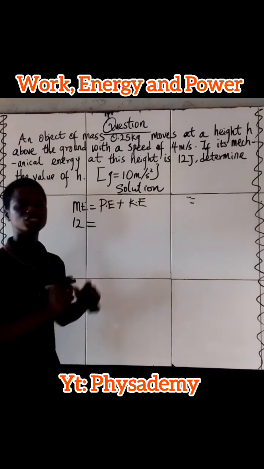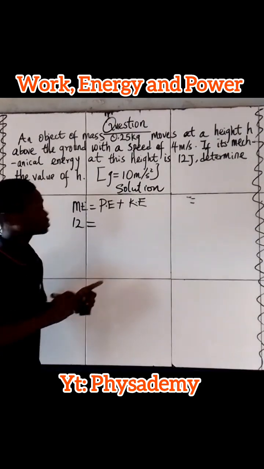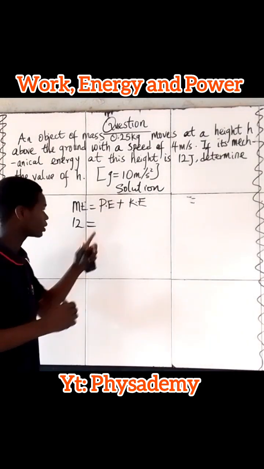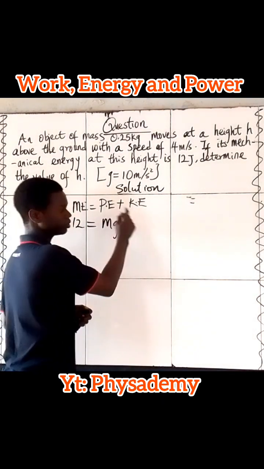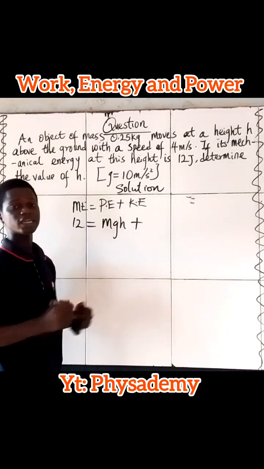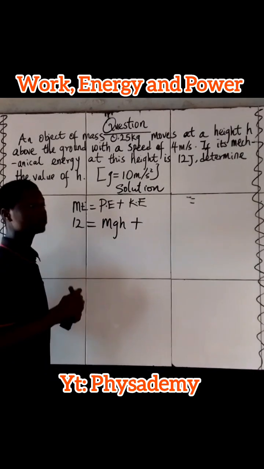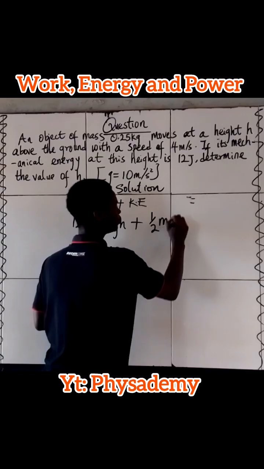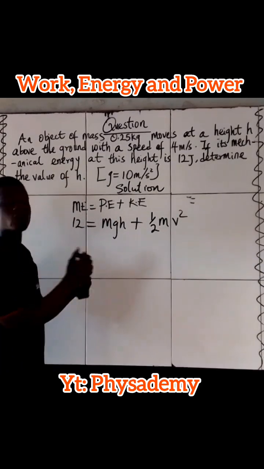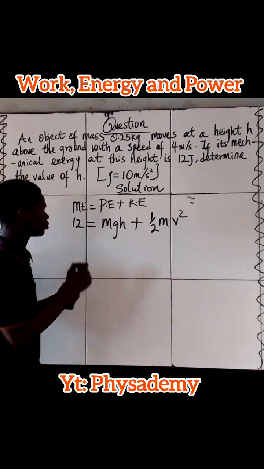Now, we're not given the potential energy directly. So what's the formula for potential energy we can use to get it? It's mgh. Then added to kinetic energy, which we're not given directly either, and the formula for kinetic energy is half mv squared. So this is what we now have. So how do we solve it from here?